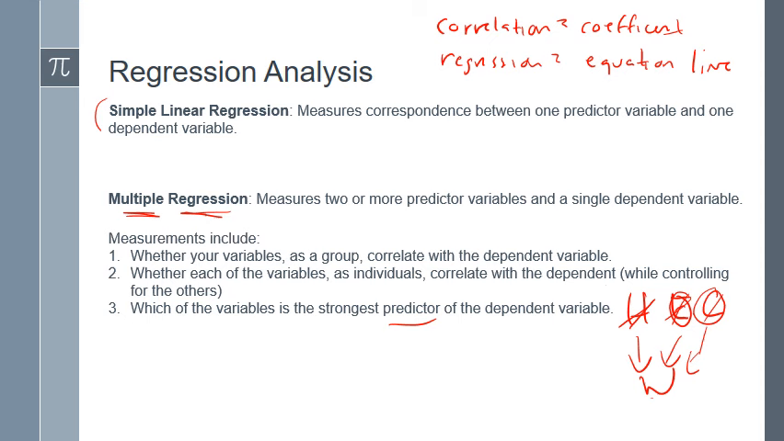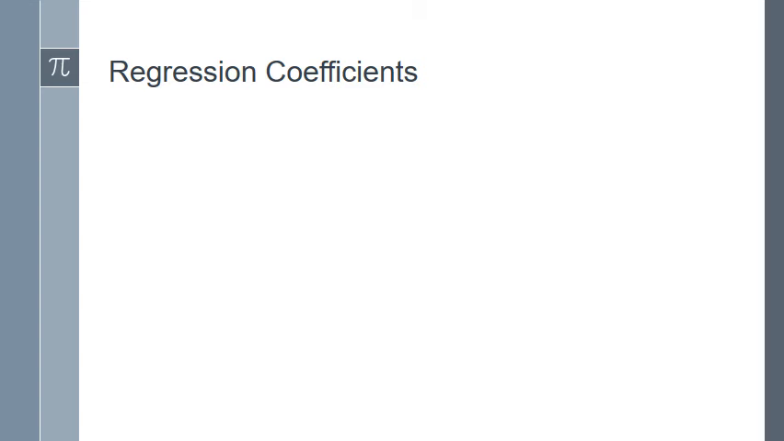So regression analysis just makes it easier for us to look at more complex situations. Instead of just looking at one variable on one variable, we can look at multiple variables on one outcome. Okay, so that's that. So the next part is we have to learn regression coefficients.